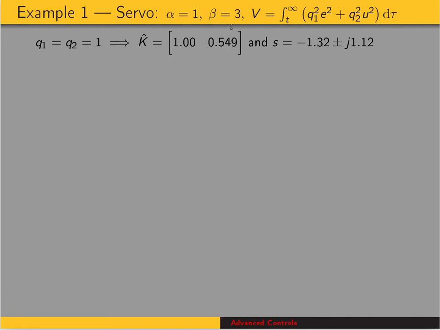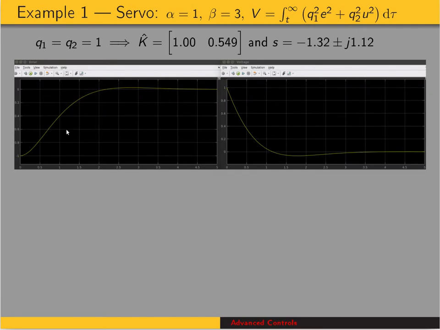Using these values for alpha and beta and Q1 and Q2, Q1 and Q2 equals 1, we end up with these gains K. So the significance of Q1 and Q2 being equal is that we're penalizing equally the integral of the error squared and the integral of the input squared. And here is what the error looks like over time. And so you can see that it's an underdamped second order system. Here are the resulting closed loop poles, and this is the input over time.